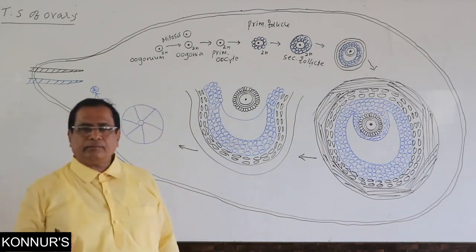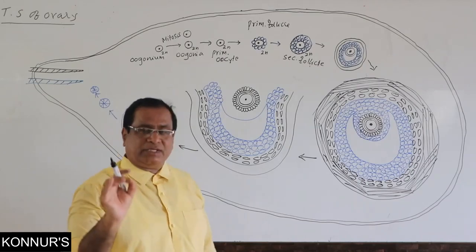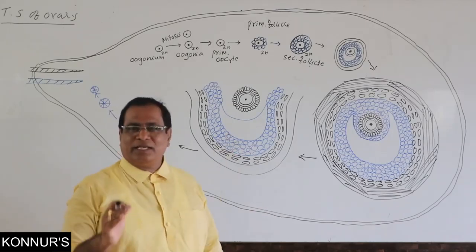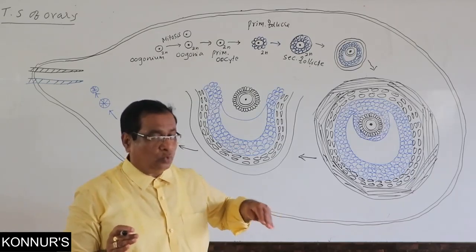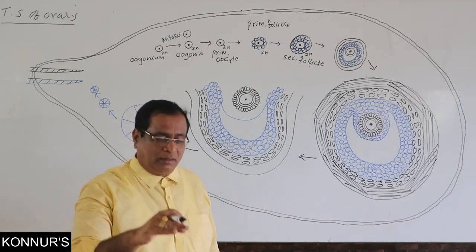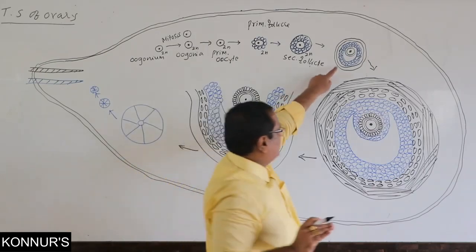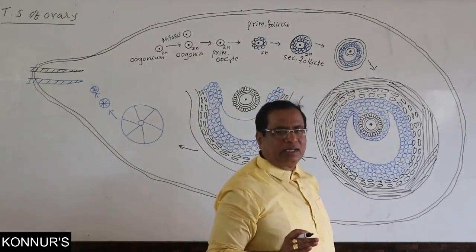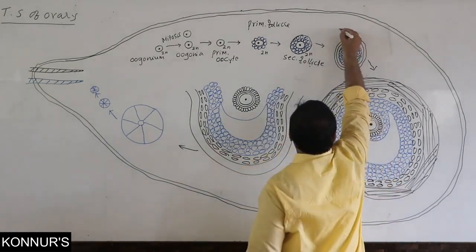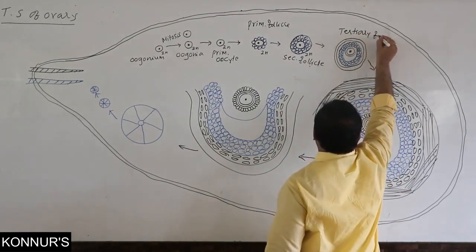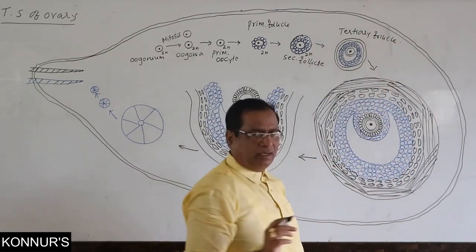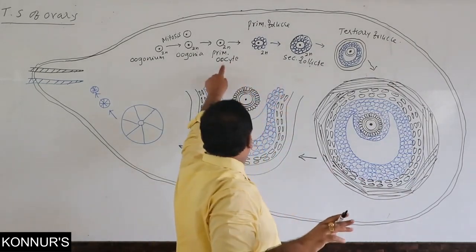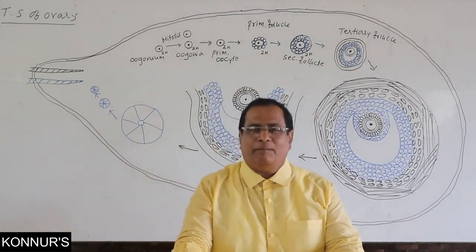And now what happens is a cavity appears at the center, and theca is distinguished into outer theca externa and inner theca interna. Theca will be two-layered, theca interna and theca externa, and a cavity appears. Once the cavity appears, now this is a tertiary follicle. This is the tertiary follicle.